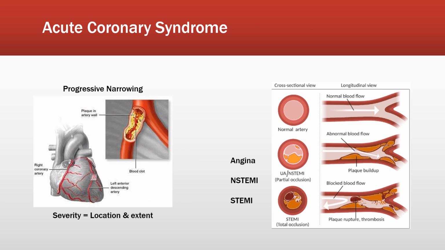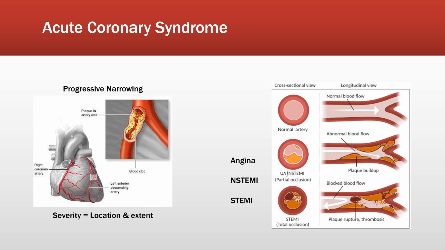Acute coronary syndrome is that progressive narrowing of those coronary arteries. The severity depends on the location and the extent of that narrowing from all those juicy cheeseburgers. The picture on the right shows, on top, a normal artery, nice and fat, and the blood flow is cruising downstream. With angina, you've got some narrowing, and like I said, it's that supply versus demand. You're shoveling snow, mowing grass, heart's working hard, and you start to develop that pain. With stable angina, you can take a rest, pop a nitro, and things will get better.